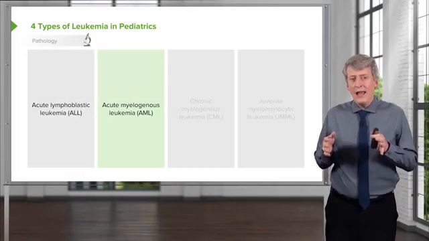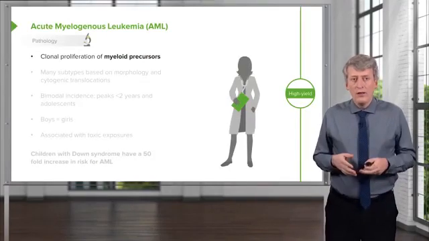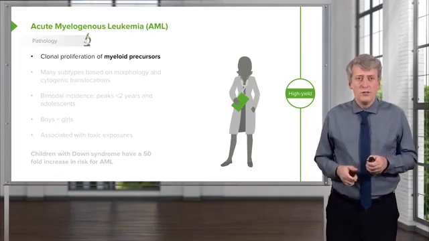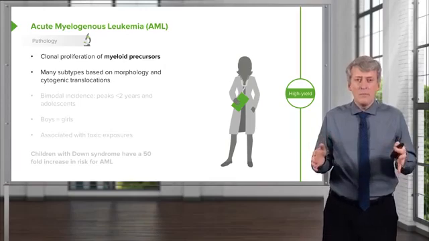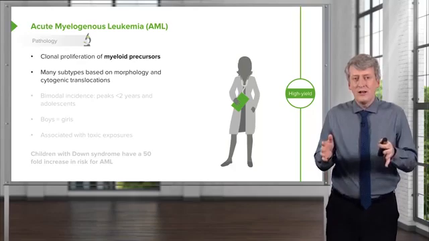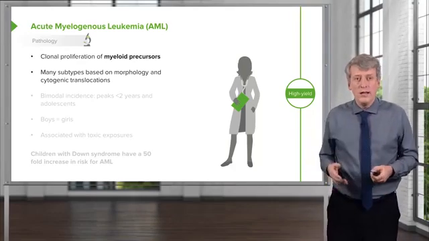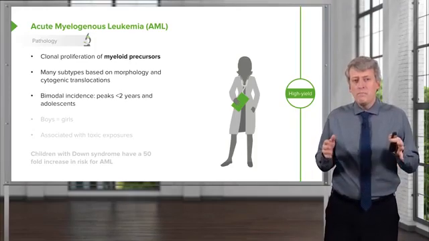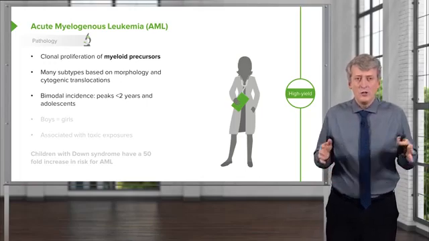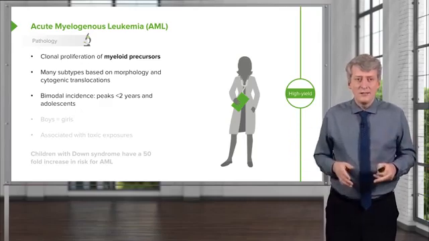Comparing that to AML, which is acute myelogenous leukemia. AML is a clonal proliferation of myeloid precursors. So there are many subtypes of AML based on the morphology of the cells that are growing and the cytogenetic translocations that have occurred, which cause these cells to become clonal in nature. There's a generally bimodal incidence in terms of when children get this disease. There's one peak in little tiny kids under 2 years of age, and then again in adolescence.